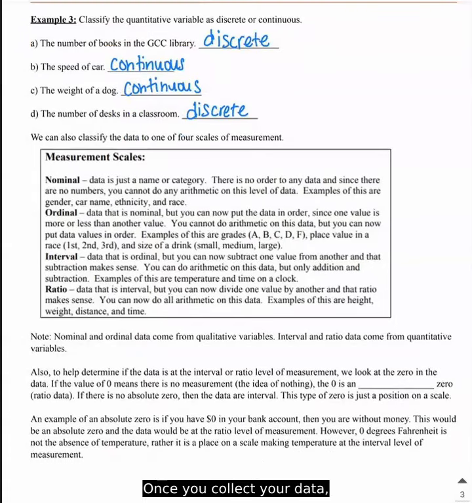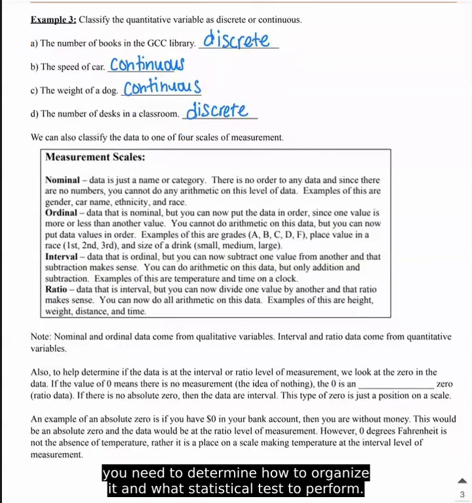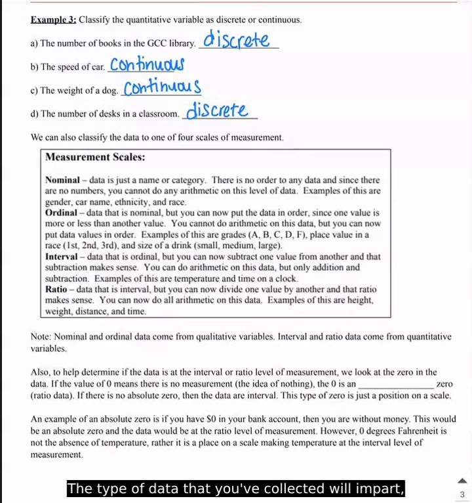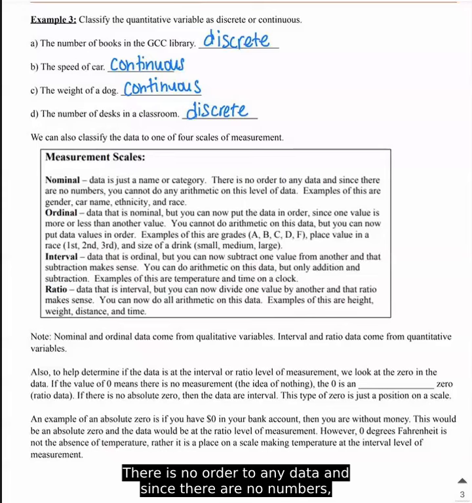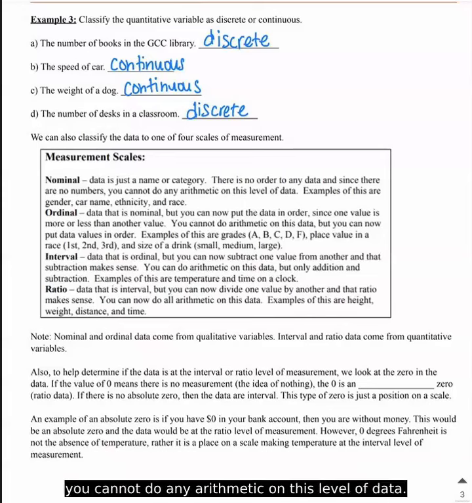Once you collect your data, you need to determine how to organize it and what statistical tests to perform. The type of data that you've collected will, in part, determine how it should be organized and studied. So we have different levels of measurement. We have 4 scales we're going to look at. The first one is nominal. Data is just a name or category. There is no order to any data, and since there are no numbers, you cannot do any arithmetic on this level of data. Examples of this are gender, car name, ethnicity, and race. You can just label them, but there's really nothing more you can do with the data.